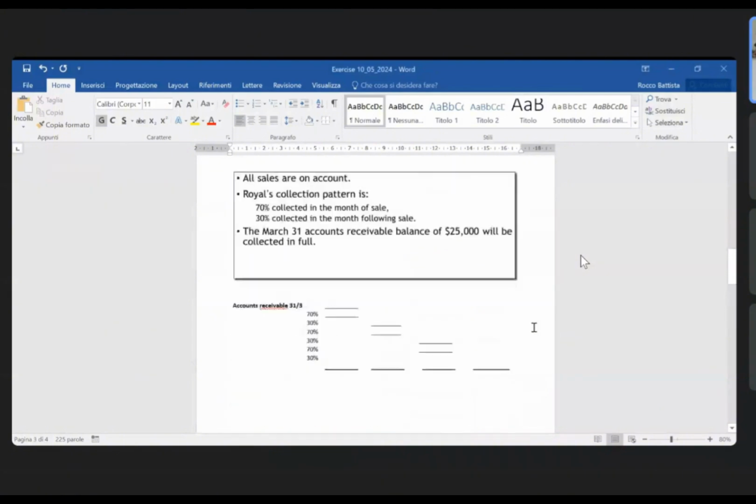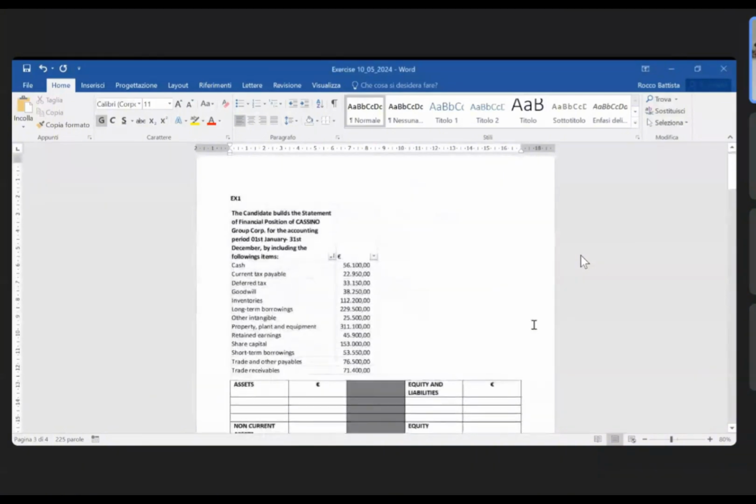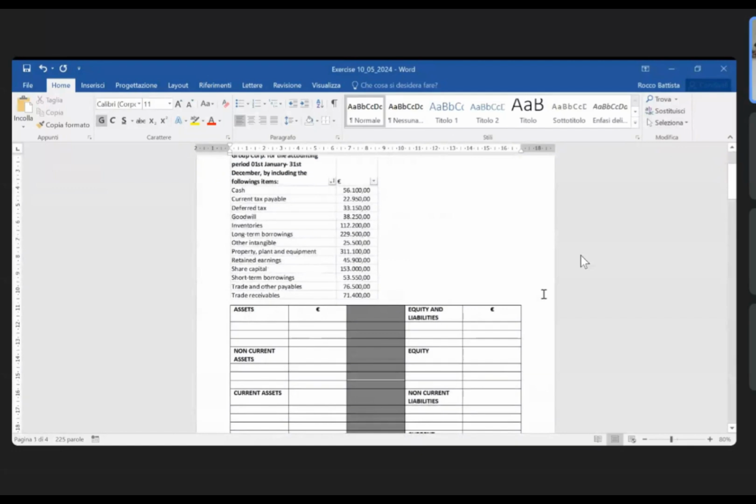So let's start with the first exercise. What happens every time I make the exam is that students ask me if they can make a calculation inside the paper. For me, it's not a problem. You can use the paper how you want.